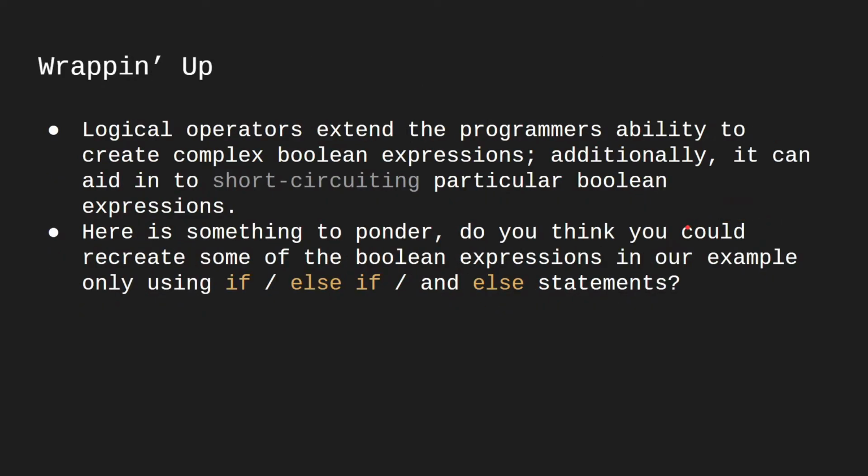Okay, so let's go ahead and wrap up this lecture. Logical operators extend the programmer's ability to create complex Boolean expressions. So we can just do things like, if A is true and B is true, continue down this path. Or you can do some combination of that. So here's something for you to think about. Do you think you can recreate some of our examples using the if, else if, and else statements that we've learned about in the prior lecture, using these and statements?